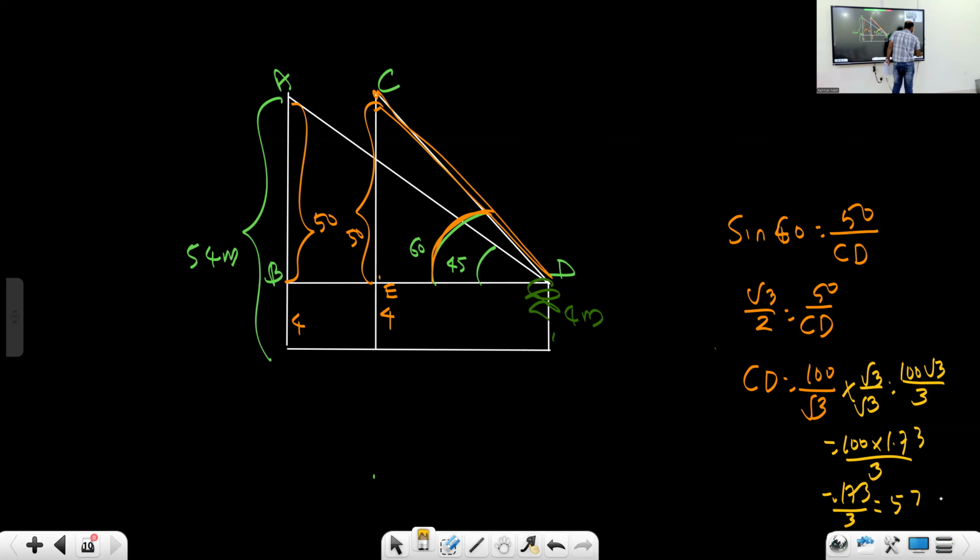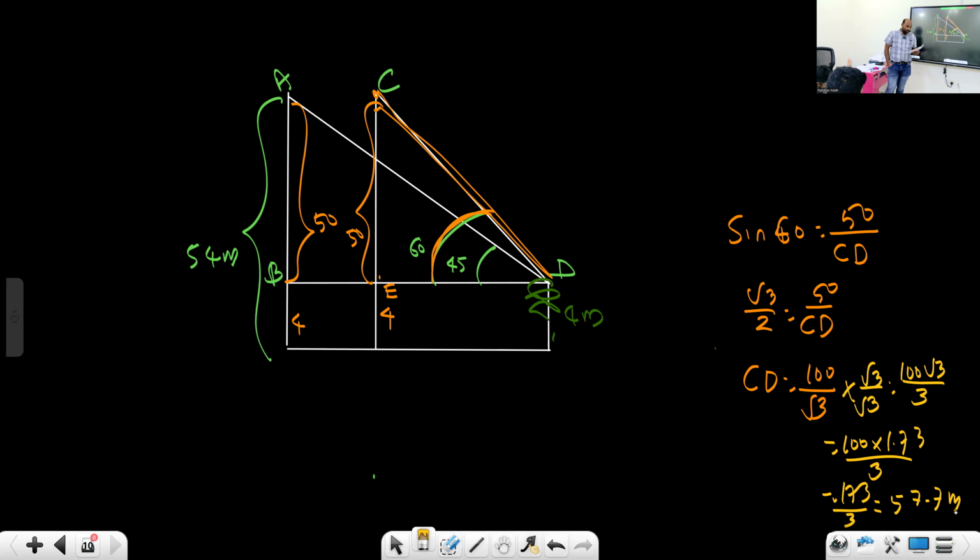57.7 meters is the distance from the eye of the boy to the bird's first position. What I told you, write that: distance from the eye of the boy to the bird's first position.